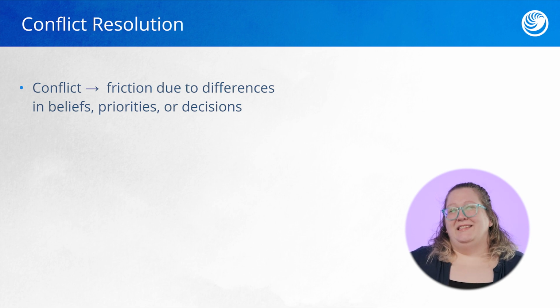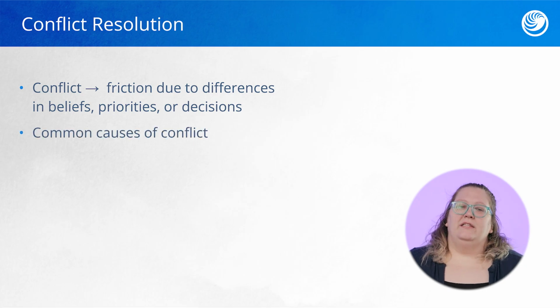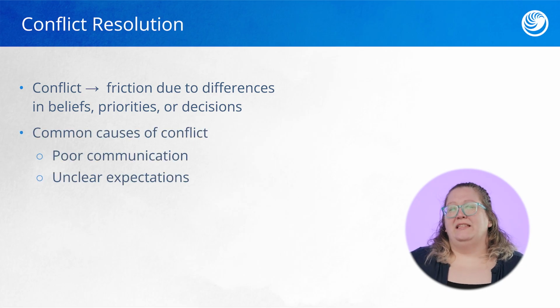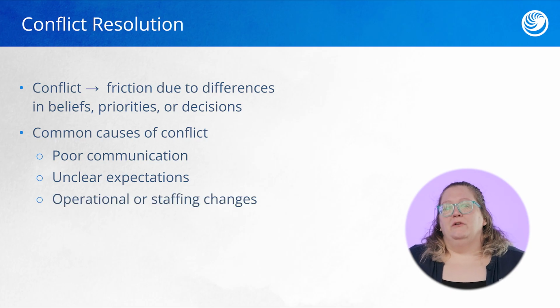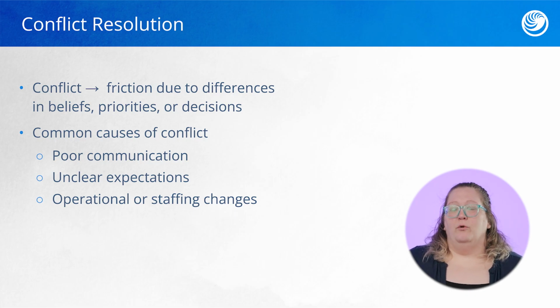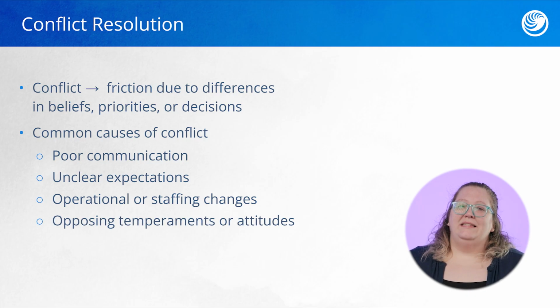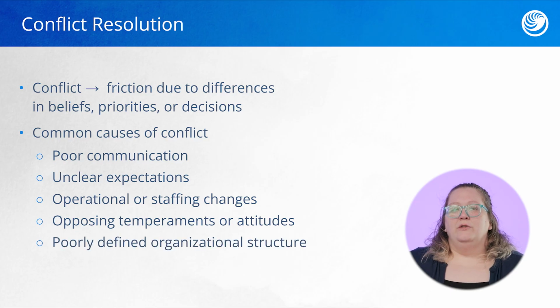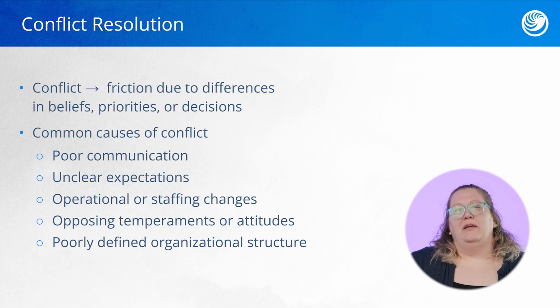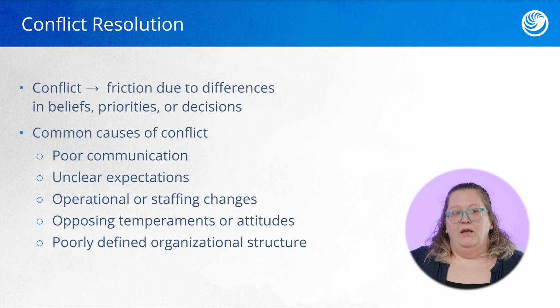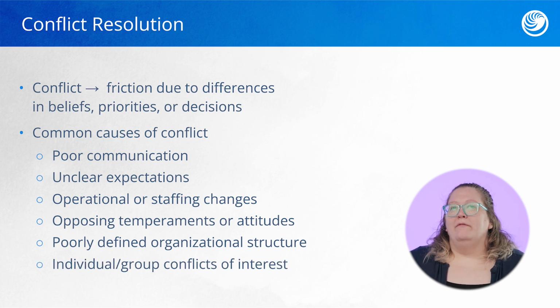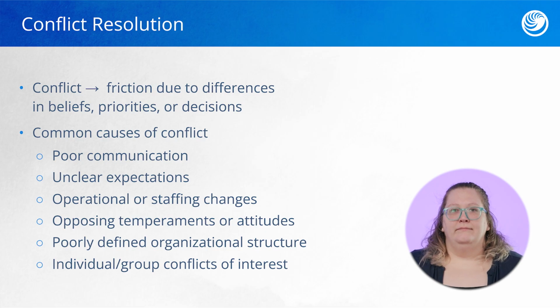When we look at the nursing team, common causes of conflict include poor communication or unclear expectations, especially when it comes up with delegation. Also, operational or staffing changes. Sometimes we can get really frustrated if our patient ratios changed to where our nurses are taking care of more patients than before. Also, opposing temperaments or attitudes. And then also poorly defined organizational structure. If we're not sure who's in charge, it can make it really difficult to function day to day. And then lastly, individual or group conflicts due to differences in interest.